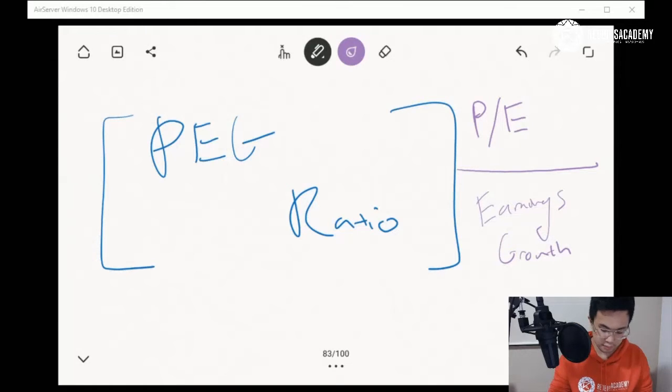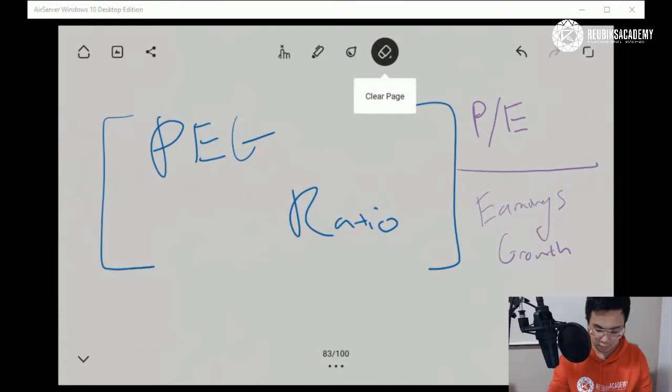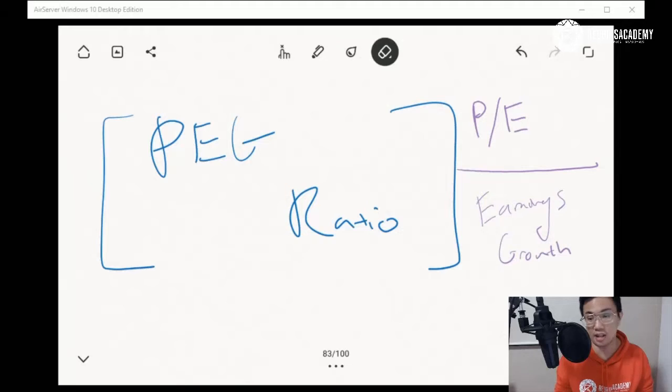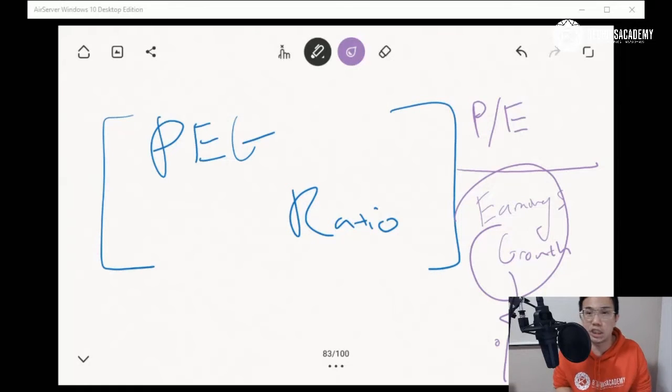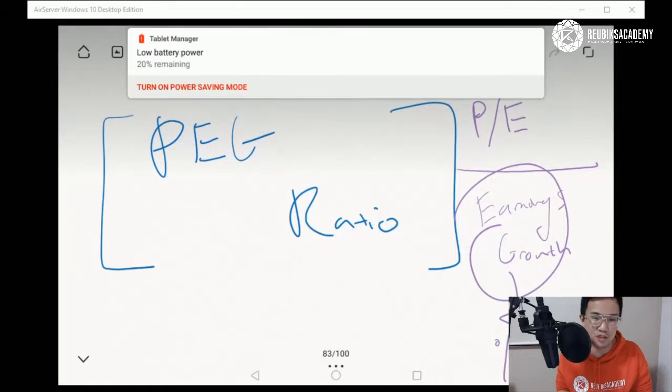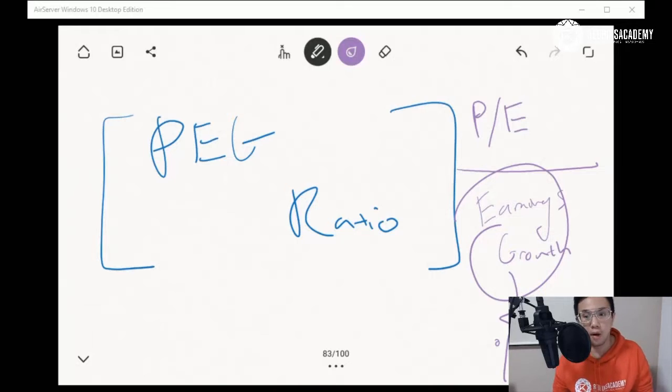Because this is price per share, this is earnings per share, so this should be earnings per share growth. But in any case, whether it's earnings per share or earnings growth, it doesn't matter, because this is denoted in terms of a percentage. So your per share earnings growth and your overall earnings growth percent will be the same.